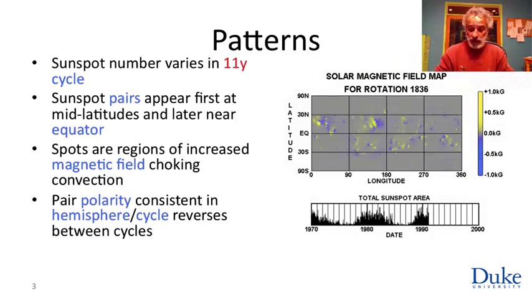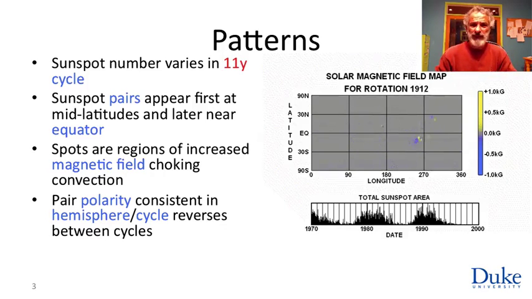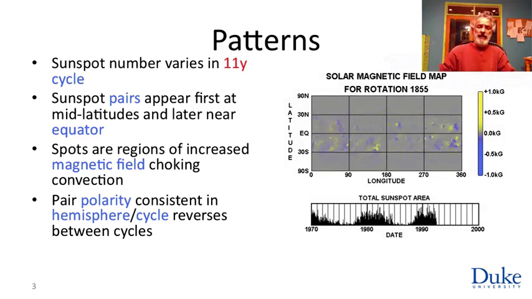And this is consistent throughout a cycle, and between cycles, the polarity reverses. We don't have two cycles here, but if the blue dots were ahead of the yellow dots in the north in this cycle, and the yellow ahead of the blue in the south in this cycle, this would reverse from one cycle to the other. And this is our hint that what drives these sunspots is in fact a magnetic field.